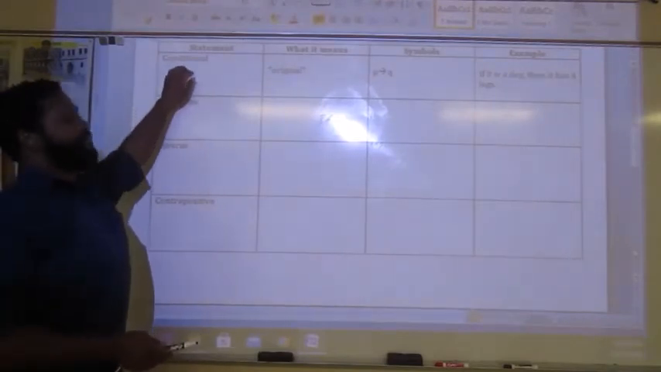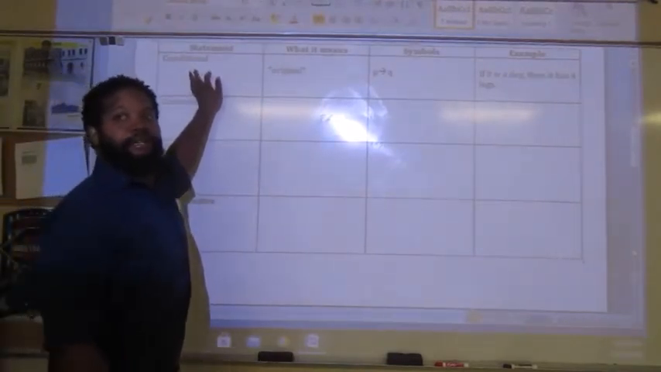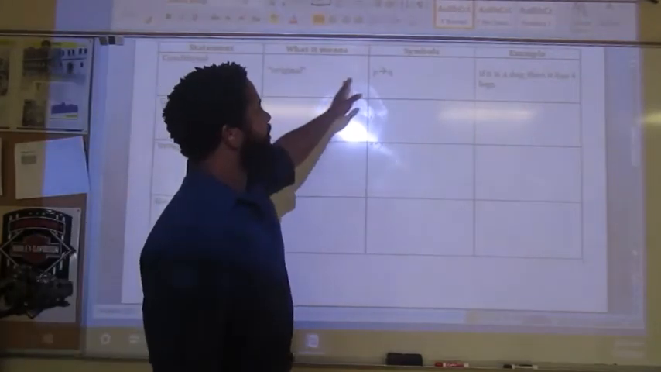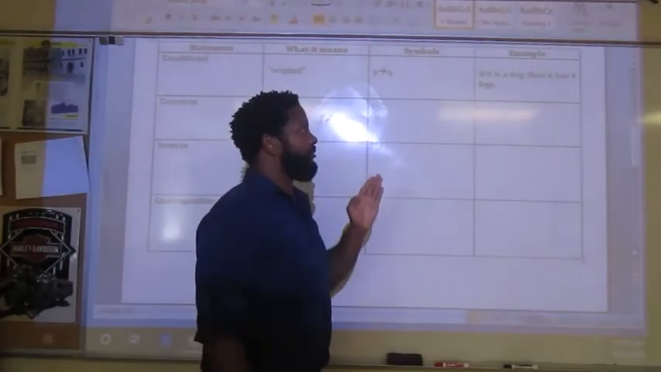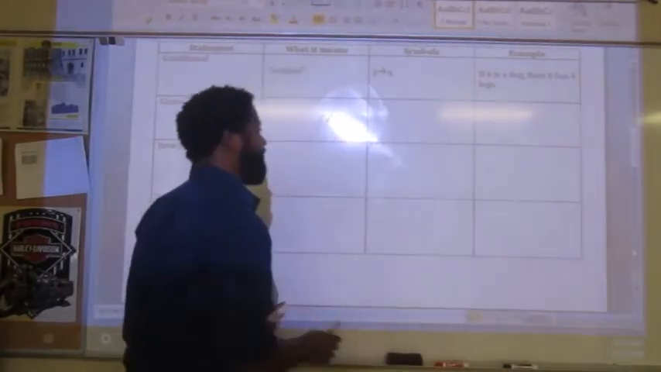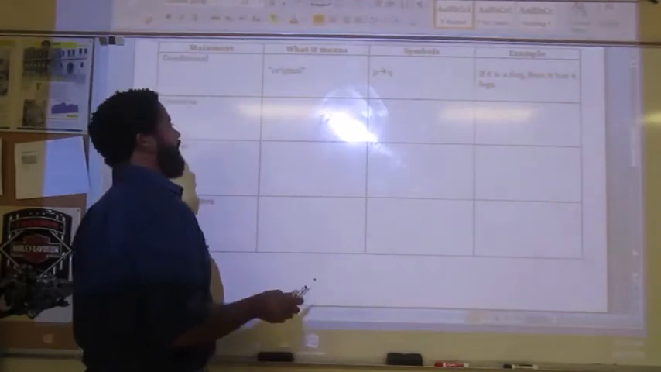So, you have your regular conditional statement, right? That's the original right here, okay? That is P going to Q. If it is a dog, then it has 4 legs. Okay? True statement. Nothing wrong with that.